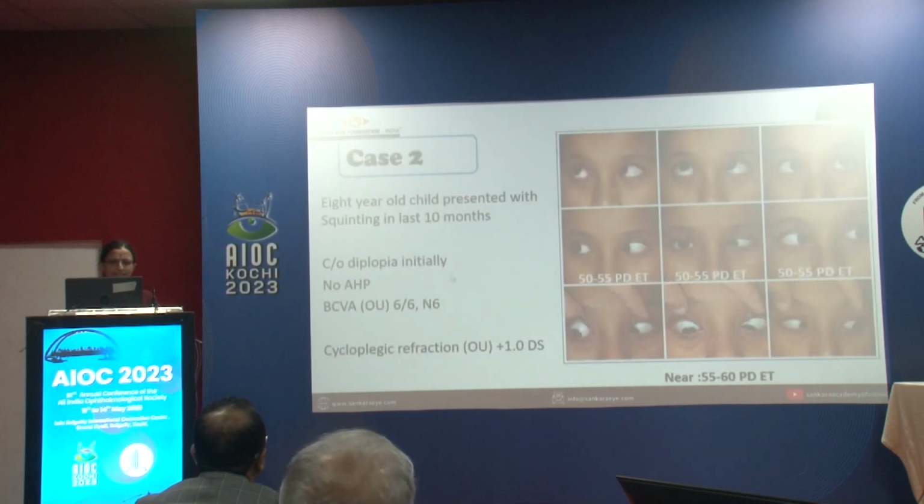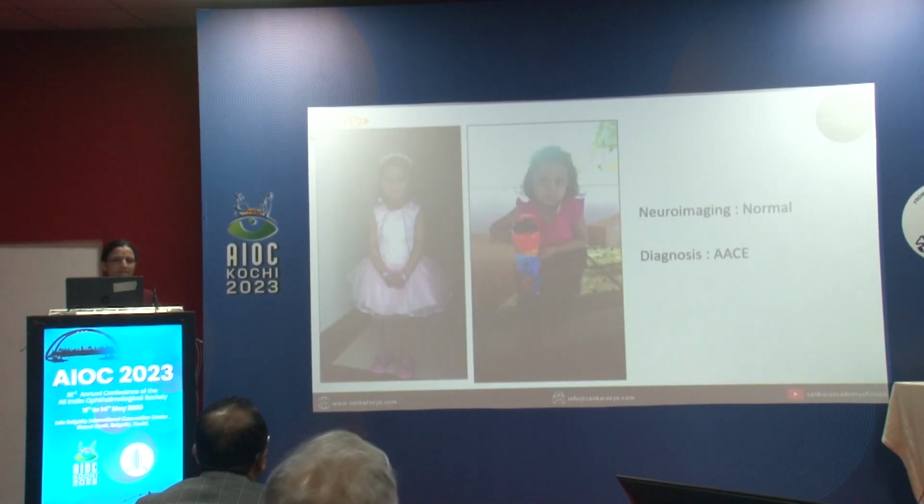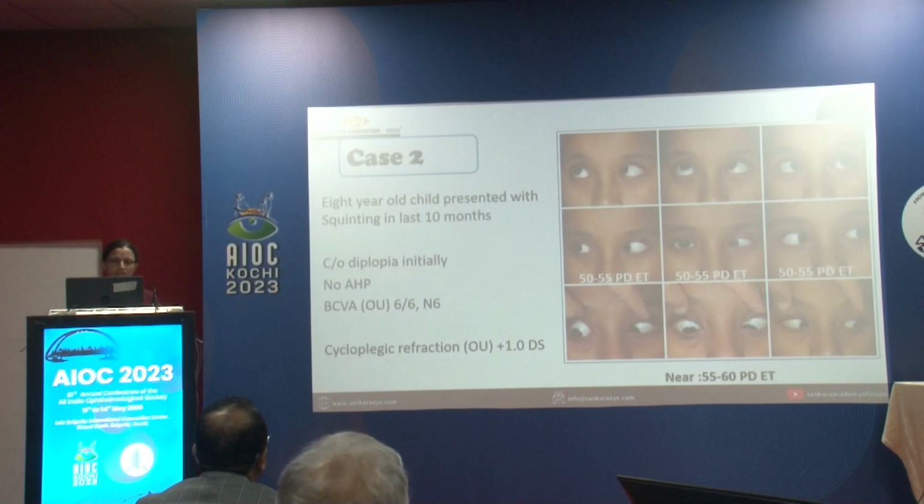In the second case, again an 8-year-old child presenting with diplopia. The child was apparently normal, cycloplegic refraction almost okay. So this is how the child was a year back also, before she came to us. We got neuroimaging done, ocular movements normal. The esotropia is comitant.